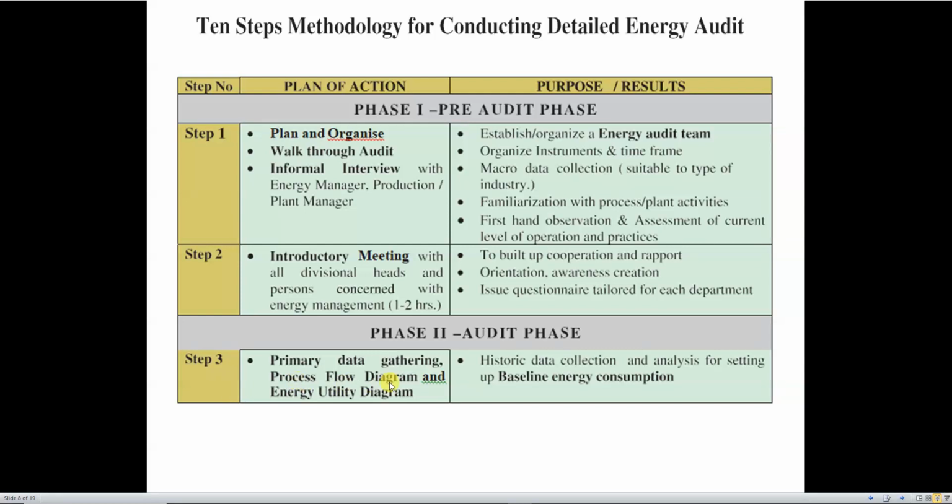Second is the process flow diagram. As I already said, every industry has a process, starting from the extraction of the raw material up to the end product.